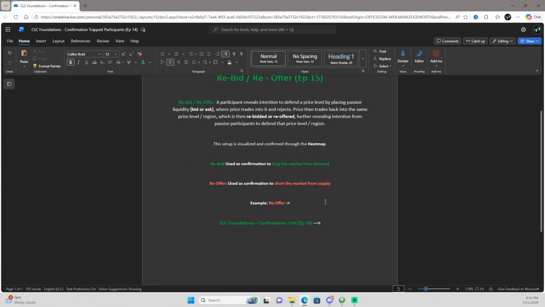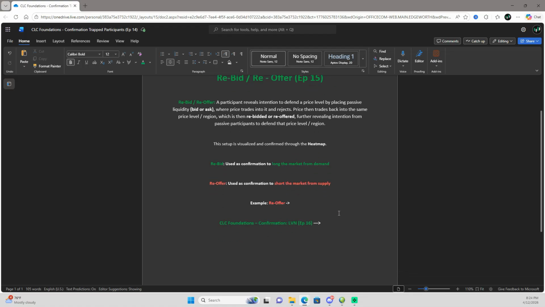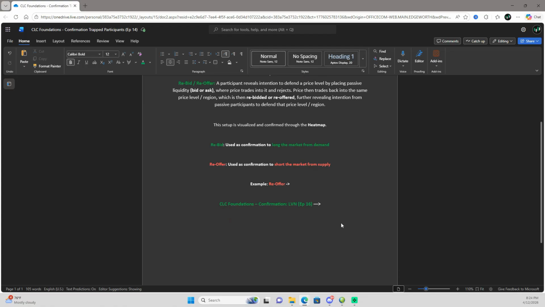If you guys have any more questions about this, be sure to hit me up. And now we can move into the third way, the third playbook confirmation setup that we can use to validate the presence of buyers in demand and of sellers in supply, which is going to be the low volume node. So I'll see you guys over in episode number 16.